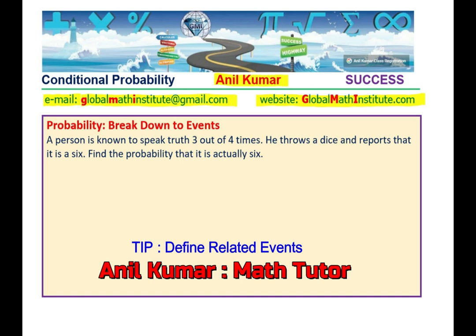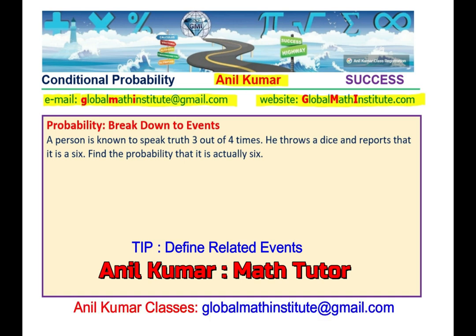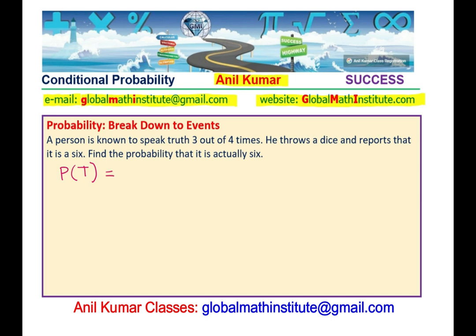So, in such questions, you can define the events. So, first event which I'll define is speaking truth, right? So probability of speaking truth, T for truth, is given to us as 3 out of 4. Now, probability of not speaking truth, that means T bar or T prime, will be 1 minus 3 by 4, or equals 1 by 4.